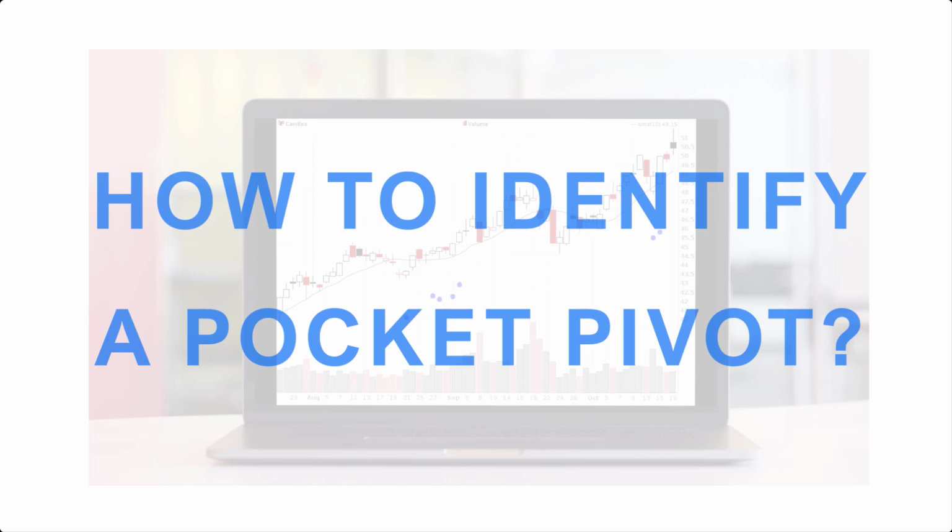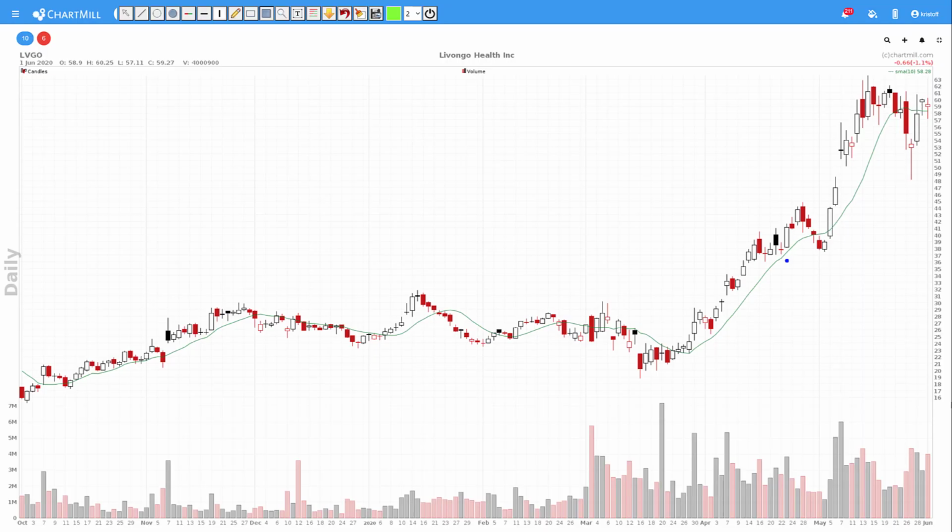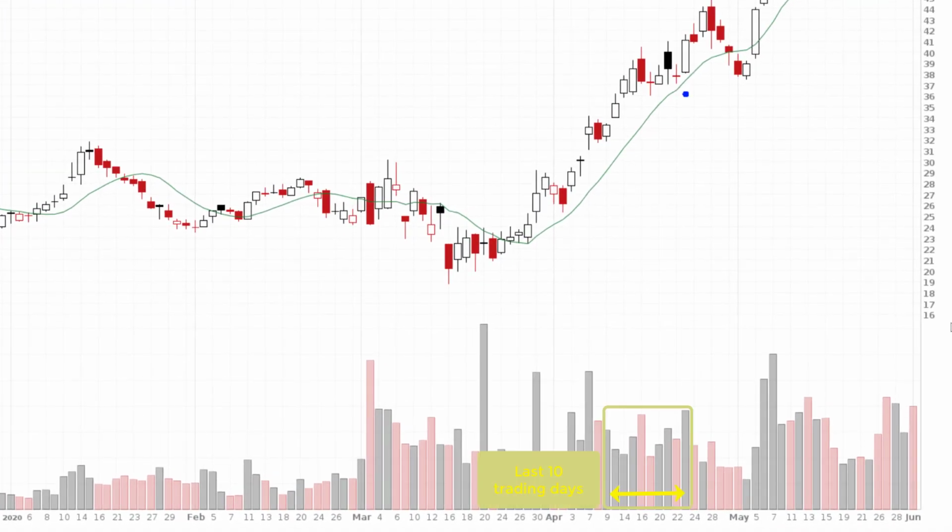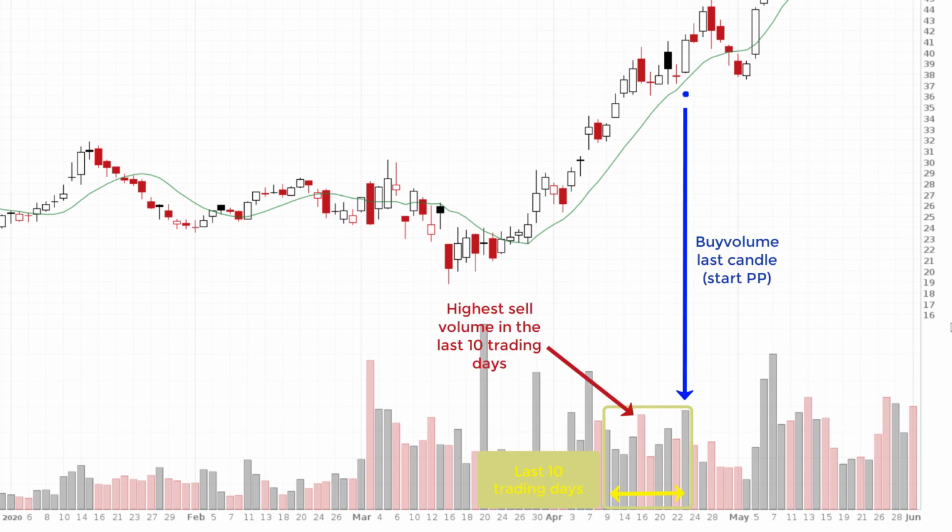To identify a valid pocket pivot, the following technical parameters are used. First of all, the buy volume of the last bar or candlestick must be higher than the highest sell volume of the last 10 days. I repeat, the buy volume of the last bar or candlestick must be higher than the highest sell volume of the last 10 days. And second, the price has to be relatively close to the 10-day moving average.